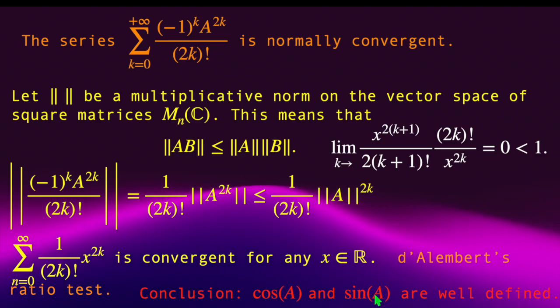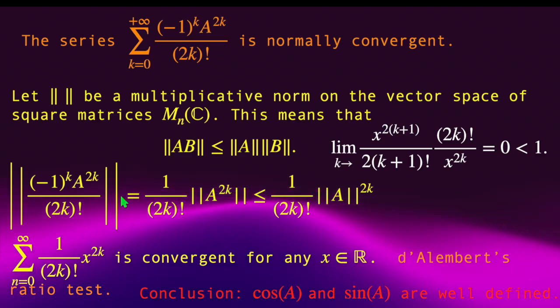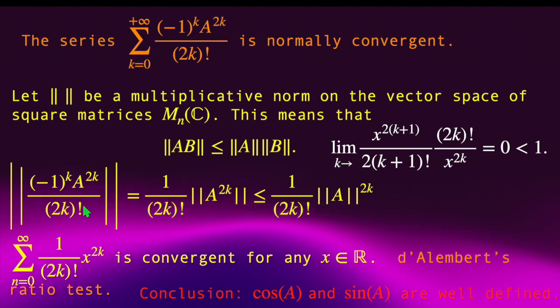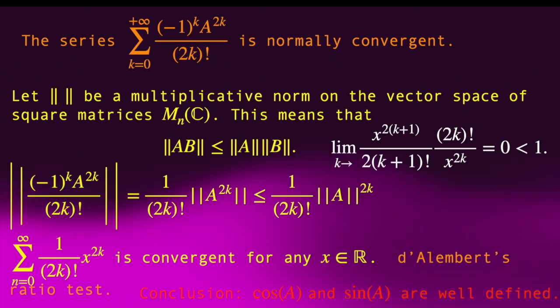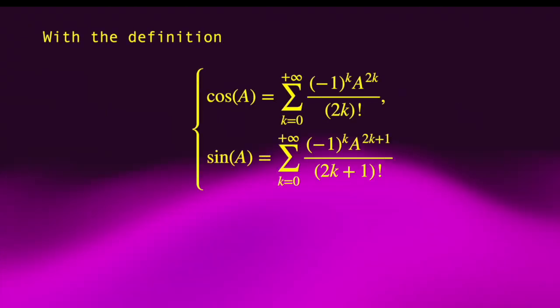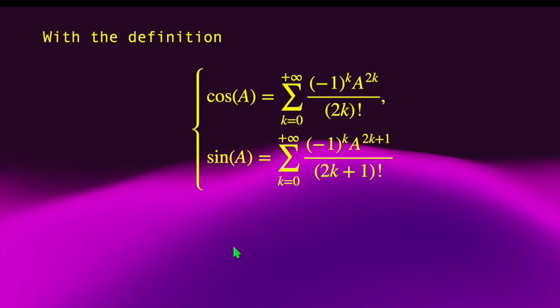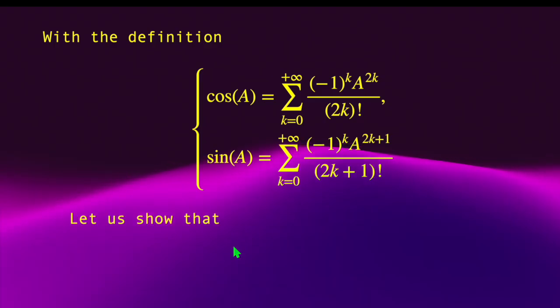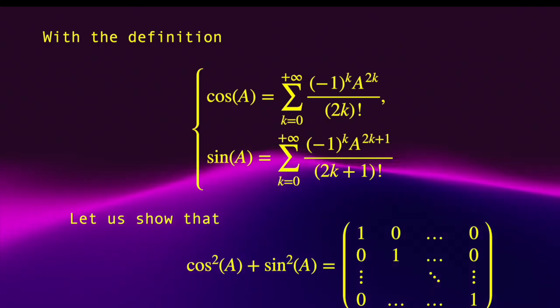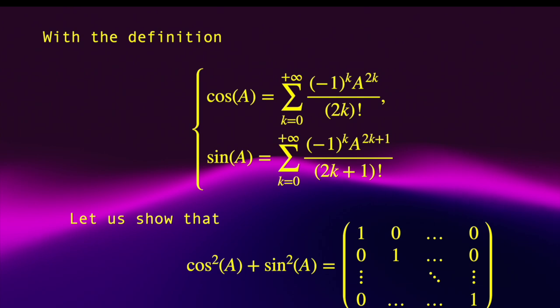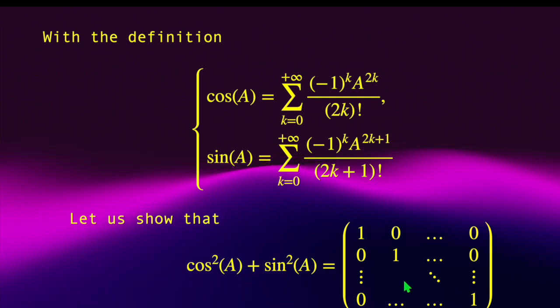We can do the same for sine A. We just replace the expression of the general term, and we have done this: cosine A and sine A are well defined. Now with these two definitions, we will show this identity. We will show that cosine squared A plus sine squared A is equal to the identity.